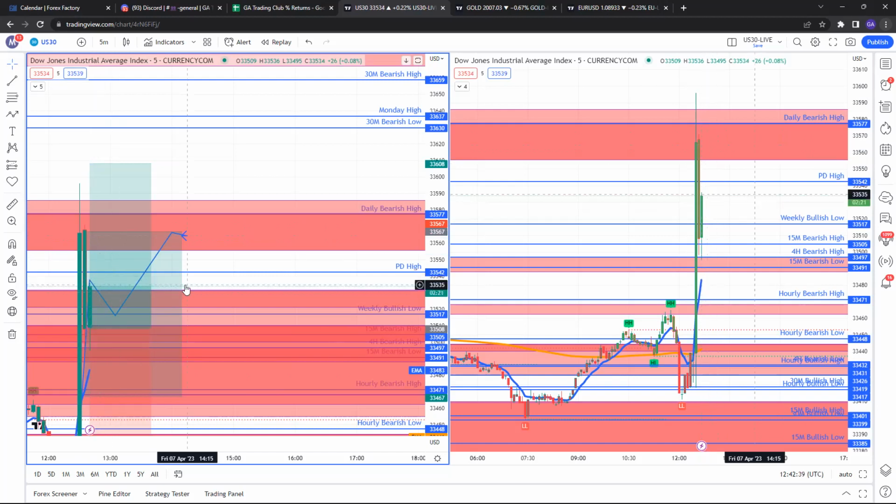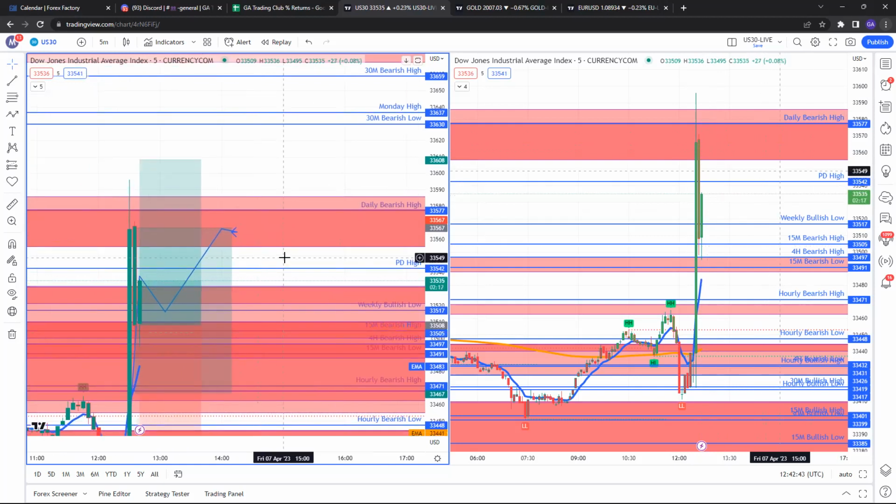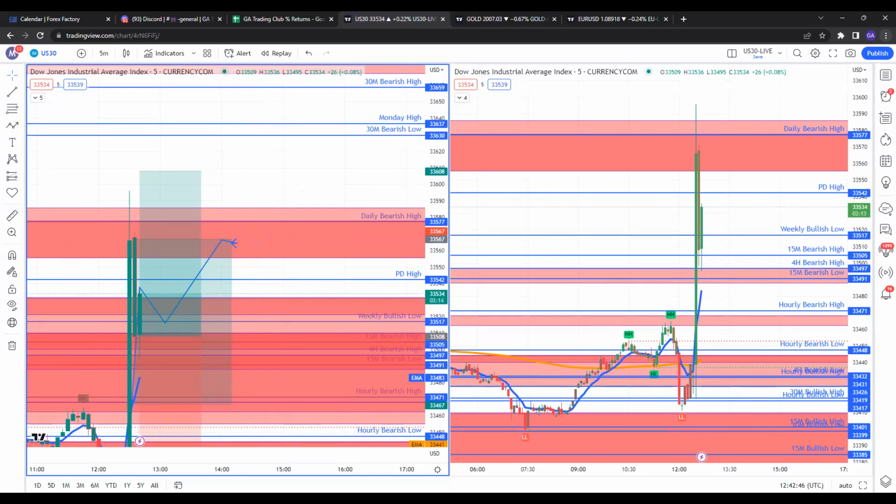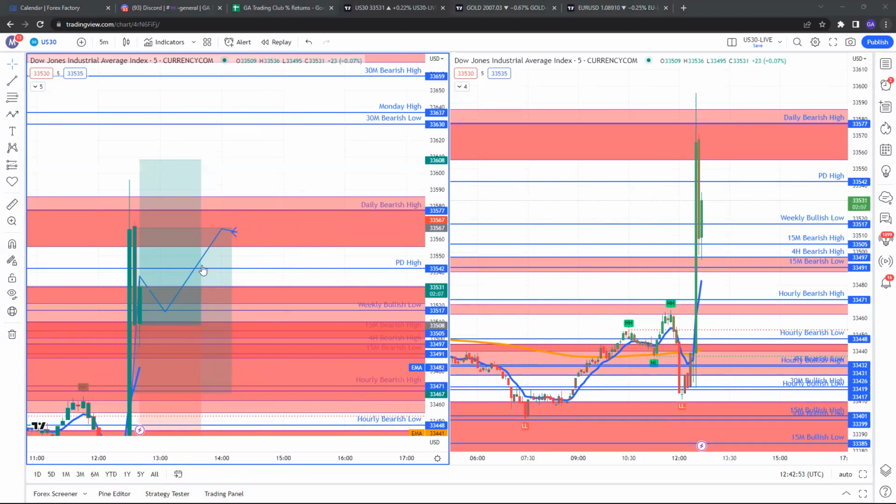But right now US 30 should take off. Yeah. Okay. Well, yeah, I'm up about $400. I'm moving it to break even. Hopefully, I didn't do it too soon. Yeah, it should keep pushing up.